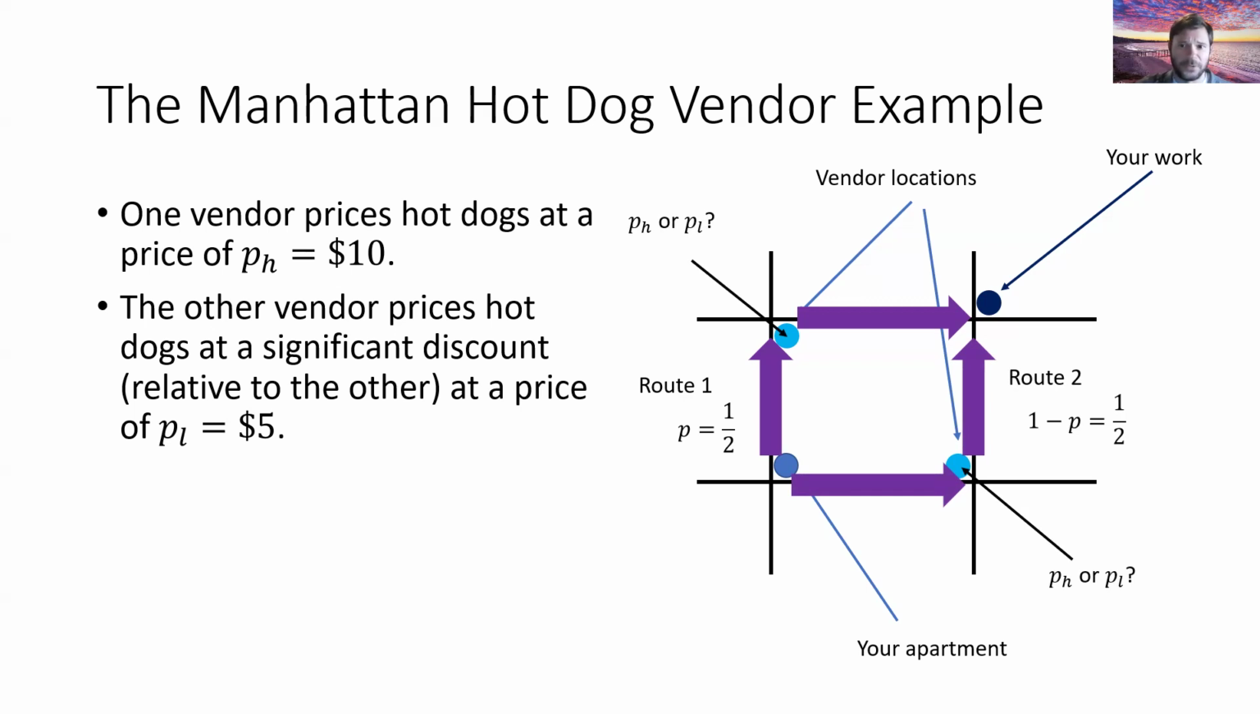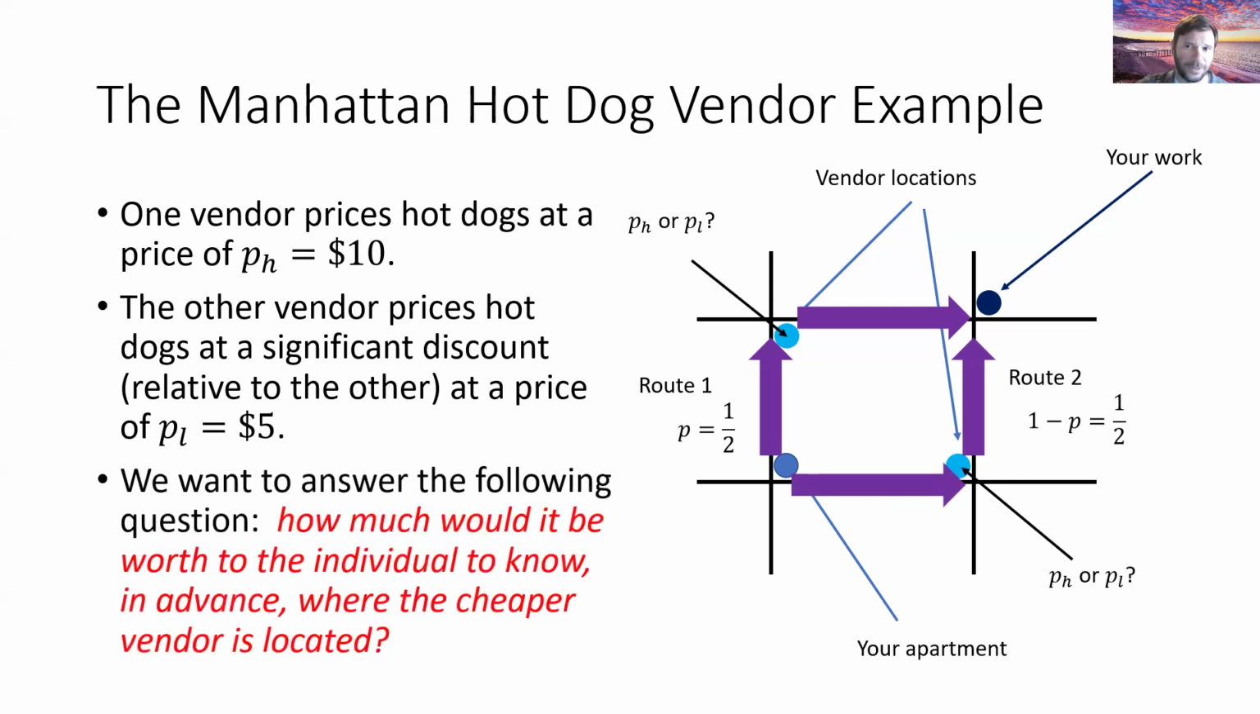And in thinking about this, we're going to answer the following question. We're going to think about how much would it be worth to the individual to know in advance where the cheaper vendor is located. And this is going to lead us into this discussion of the option value associated with this piece of information, the knowledge of the cheaper location.